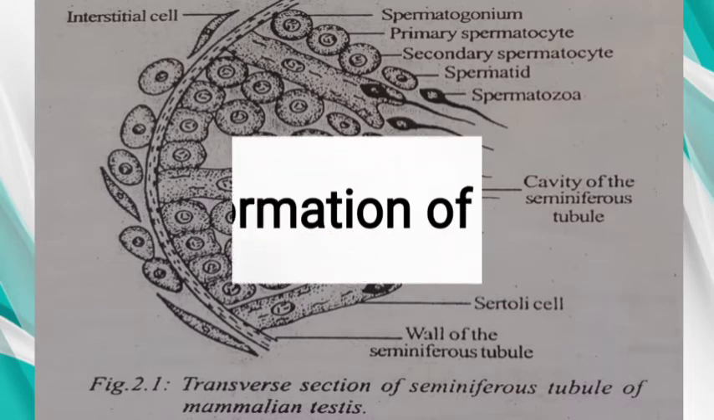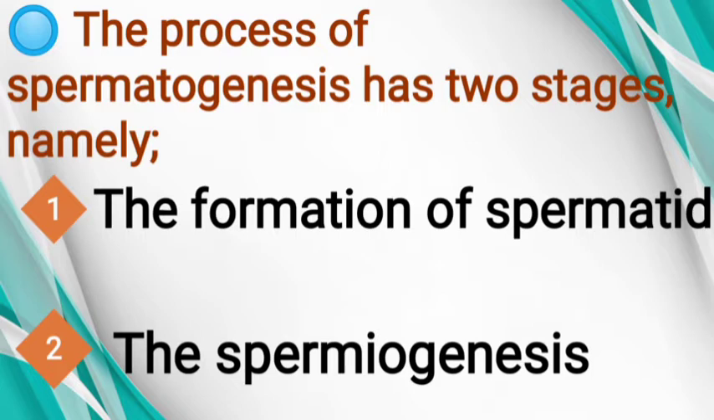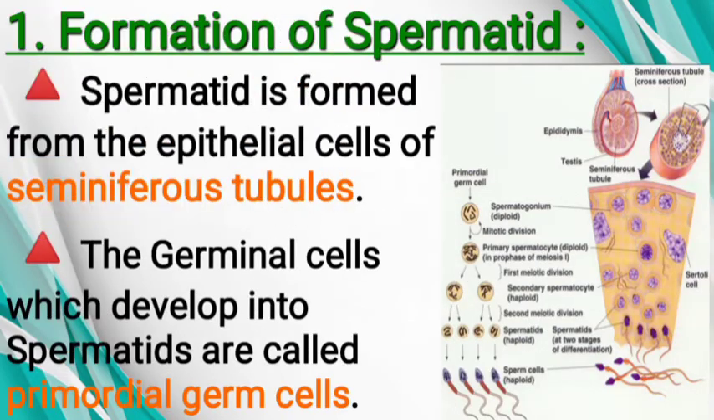Next, the process of spermatogenesis has two stages: the formation of spermatid and spermiogenesis. First, the formation of spermatid. Spermatid is formed from the epithelial cells of the seminiferous tubules. We already know about that; we see epithelial cells in the testes, and there the spermatid cells will be formed.